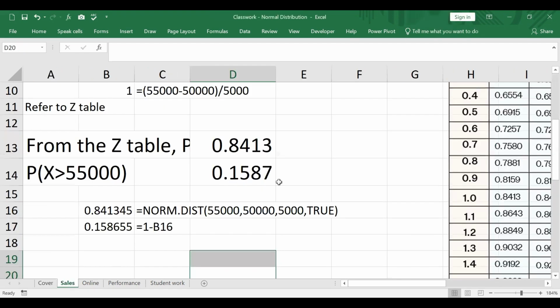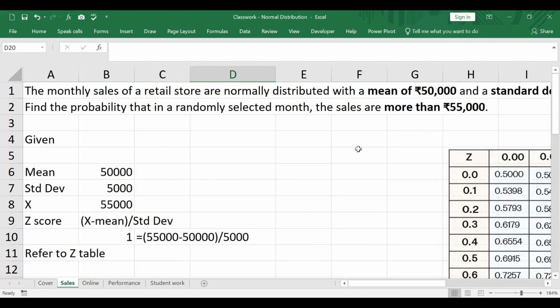First example is on sales. Question is given here. The monthly sales of a retail store are normally distributed with a mean of 50,000 and standard deviation of 5,000. Find the probability that in a randomly selected month, the sales are more than 55,000. Mean is 50,000, standard deviation 5,000. We have to find out what is the probability of the sale being more than 55,000.